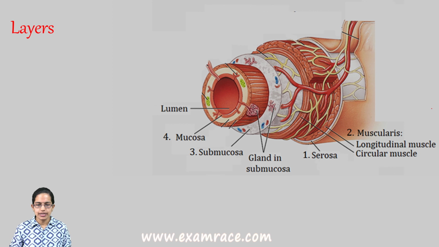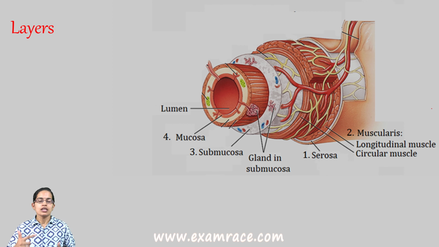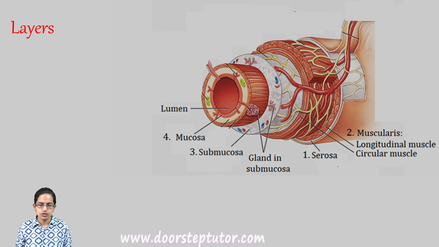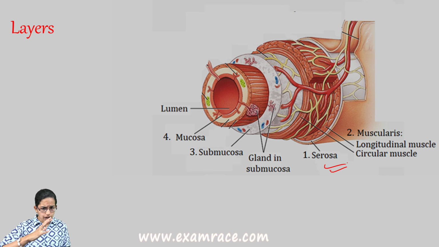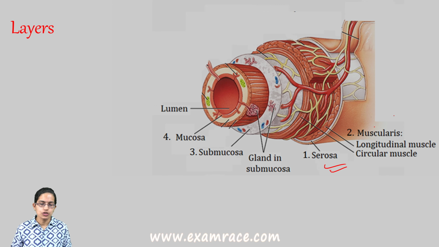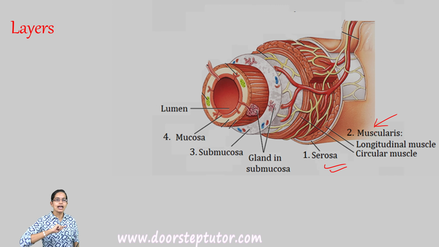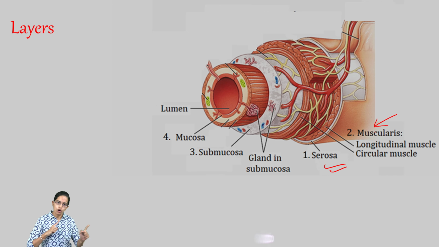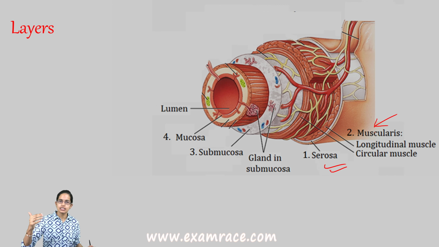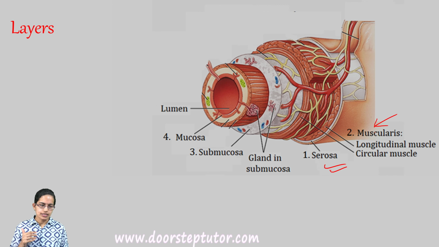The layers, if we see: the outermost layer is known as serosa, the outermost lining. The next is muscularis, which is very important, and has circular as well as longitudinal muscles. You have the region of submucosa and finally the mucosa.